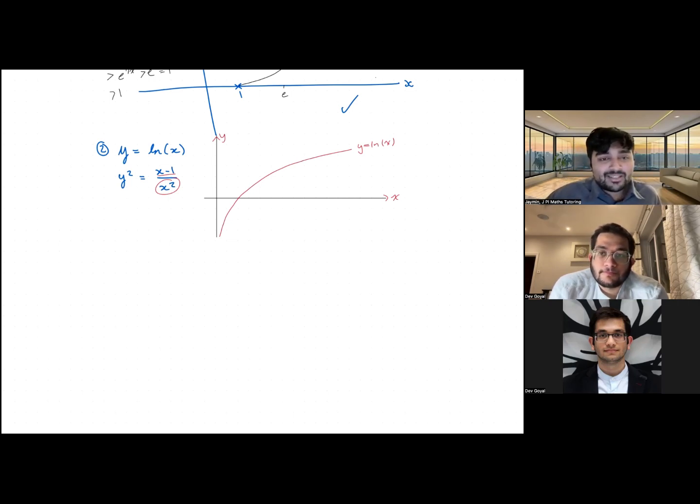Well, when x is 1, x minus 1 over x squared is 1 minus 1 over 1 squared, which is 0. So if I maybe use different colors here, I'll do this one in green. I know it's going to pass through this point, which is 1. So it's going to have at least one intersection point straight away.